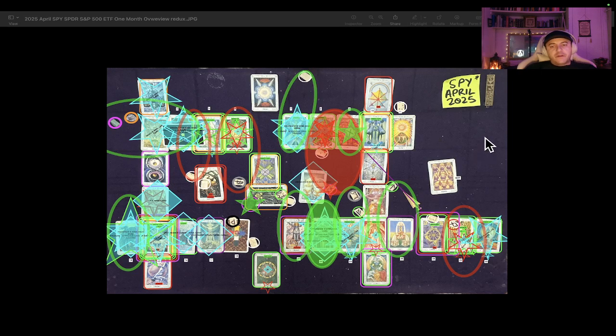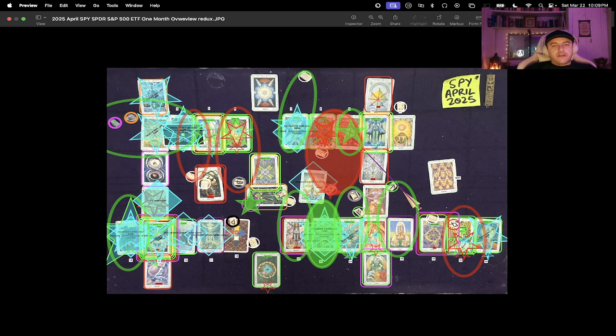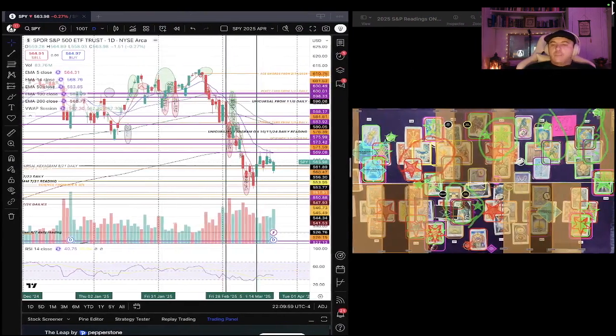This is the S&P 500 Spider ETF SPY 1-month overview reading for the month of April 2025. It's currently March 22nd, 2025, 10:09 p.m. Eastern Time. We're redoing this SPY reading for April. We had it out several days ago, but after completing all of the equity readings for April, it became clear I needed to re-record SPY. So here we are doing the REDUX.